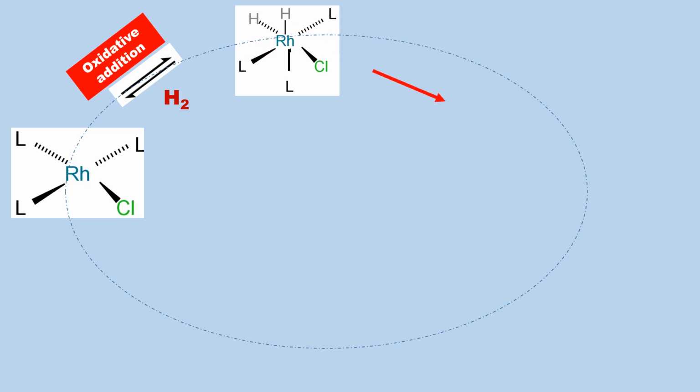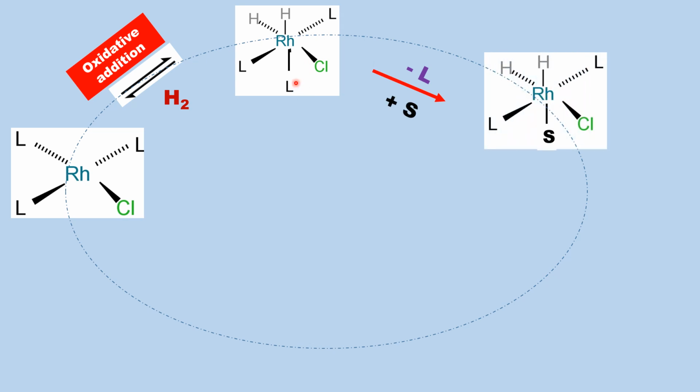So the next step is ligand dissociation. One of the triphenyl phosphine ligands is dissociated so that alkene can bind. It is replaced by a solvent molecule which is loosely bound, so that alkene can come and bind. This process is called ligand dissociation and solvent association.